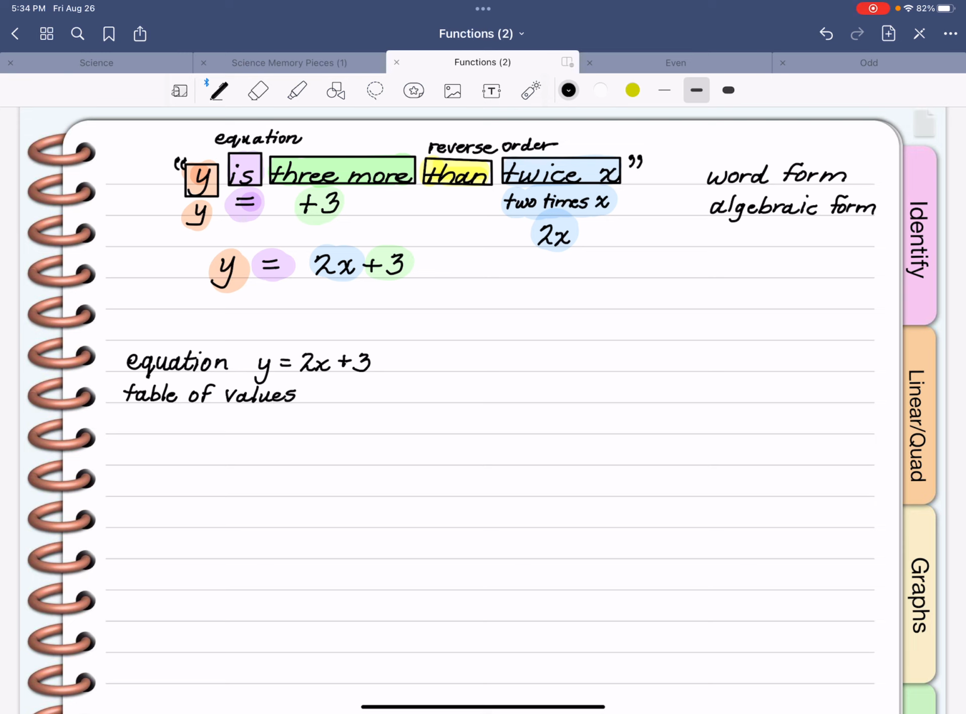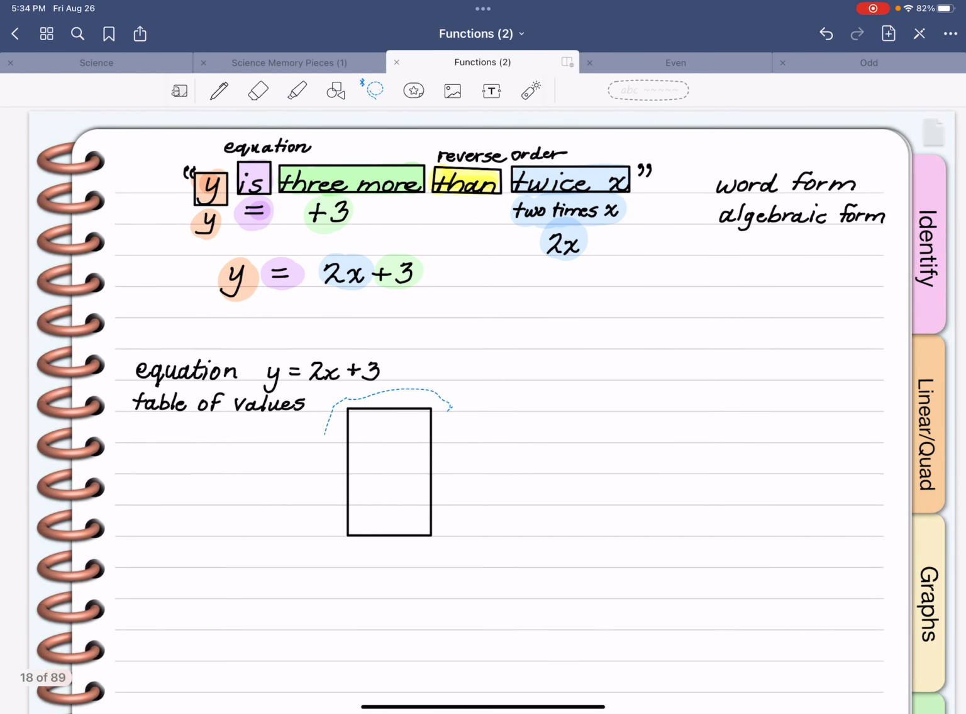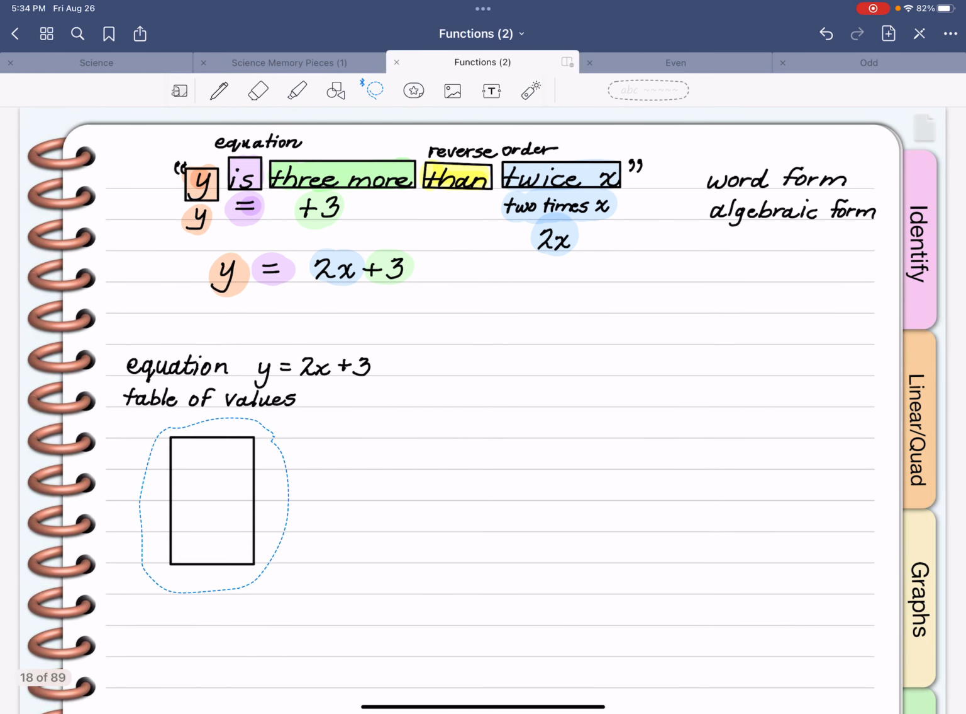So let's draw a box, maybe yay high. And I'm going to move mine down just a little bit. You don't have to do that. Let's put a vertical line in there, divide it into 2 columns, x and y. And let's use the equation to put some values in this box.